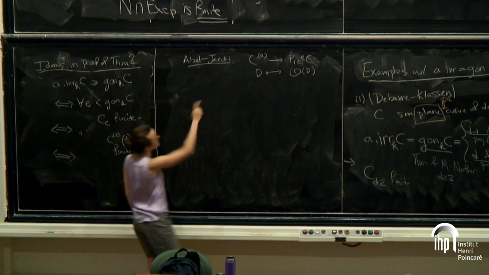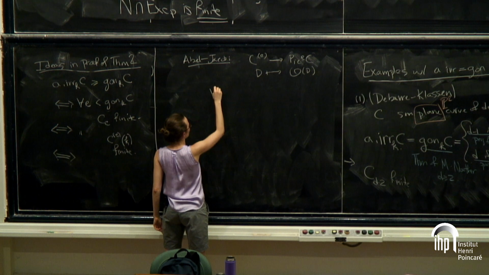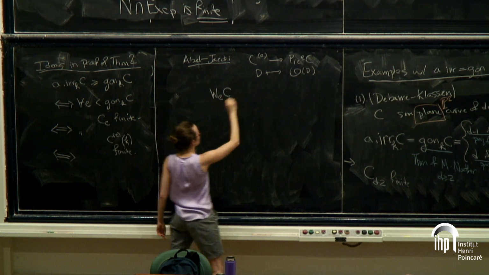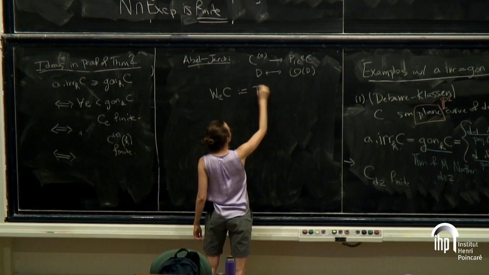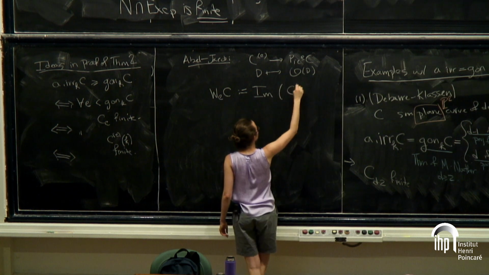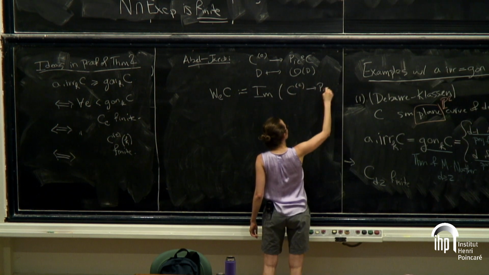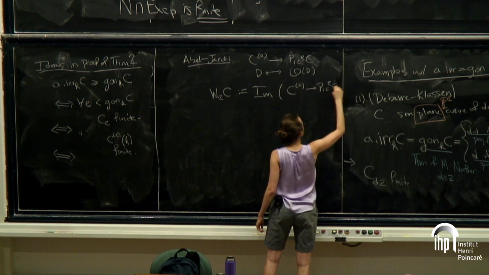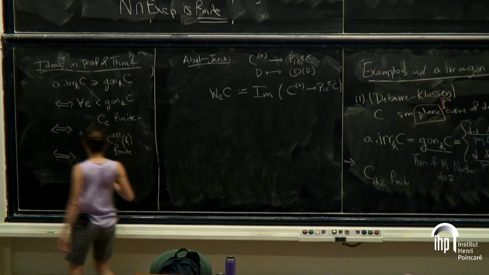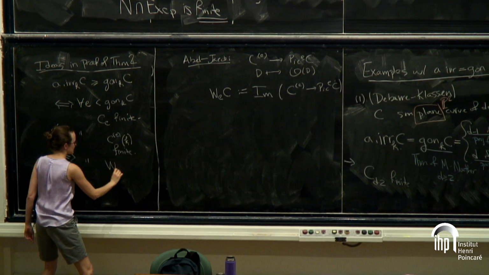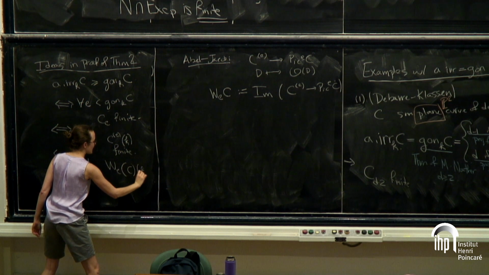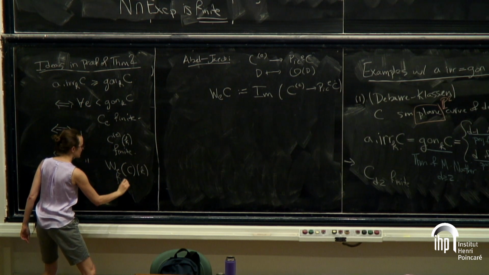Well, let me set up one piece of notation. I'm going to denote, for Brill-Noether theory reasons, W_E of C to be the image of this map from Sym^E to Pic^E. And then this is equivalent to W_E(C)(K) being finite.